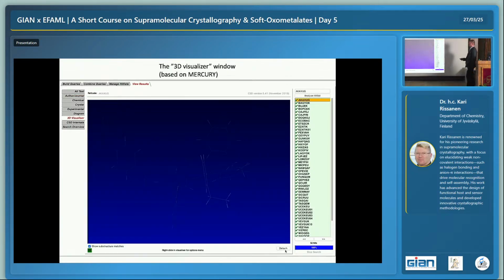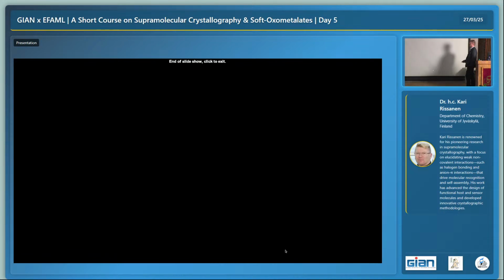And then this is also there. It's Mercury, same Mercury, but it's inside the chemistructural database. But it's not so efficient.